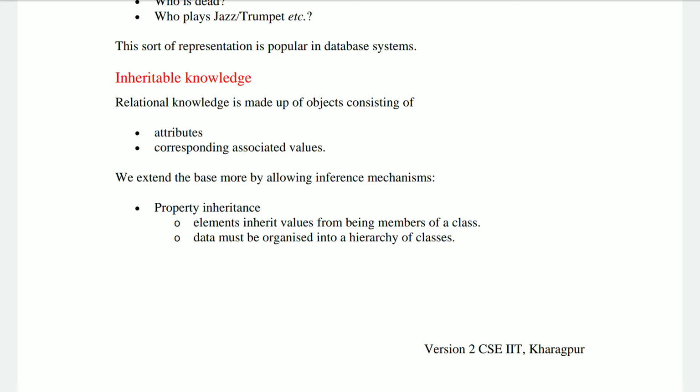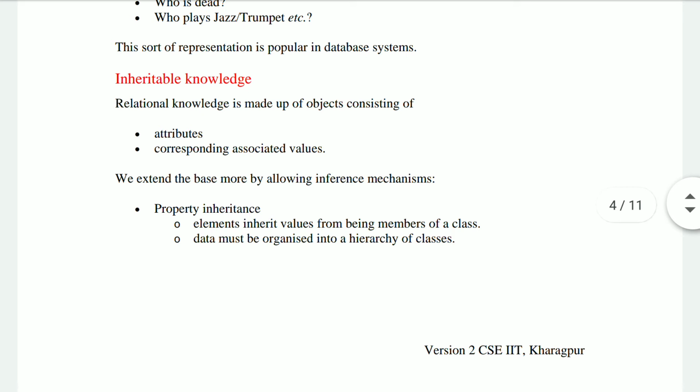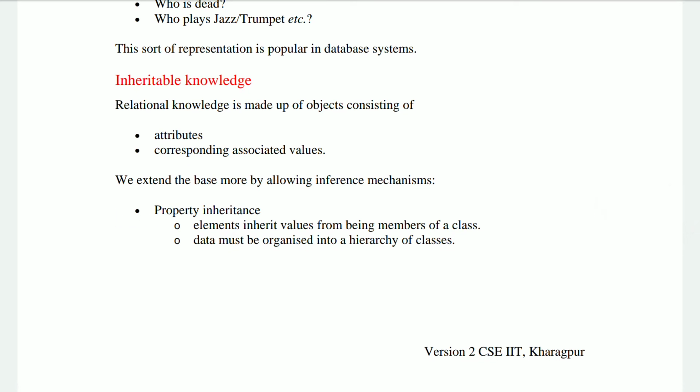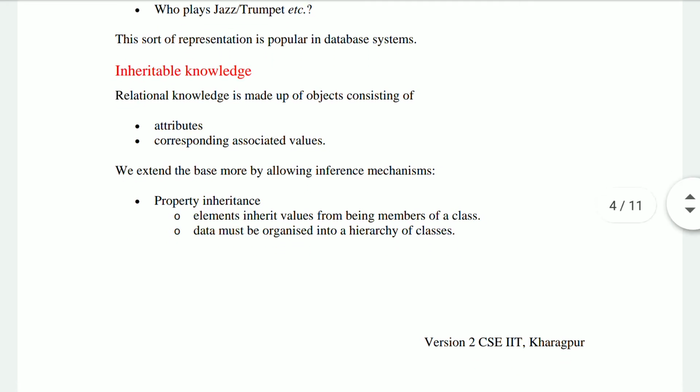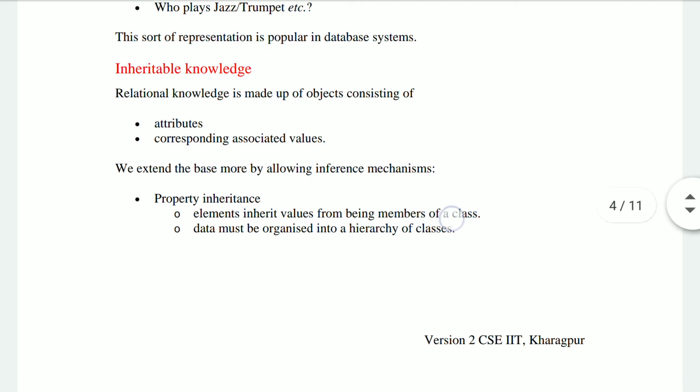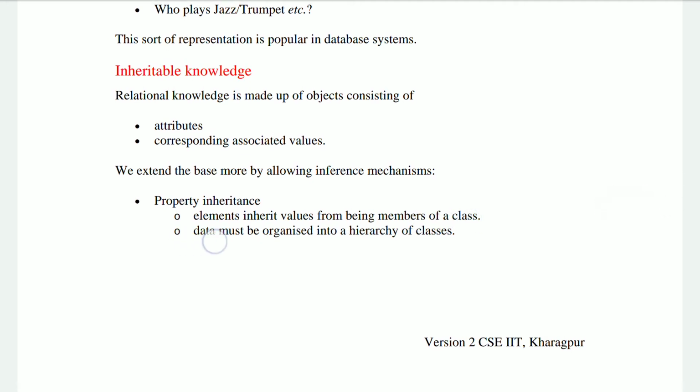Now, how can this be done? By knowing the property inheritance. How can property inheritance be performed? The elements can have property inheritance on the basis of inheriting the values from being a member of a particular class, or when they are organized into a hierarchy of classes. So property inheritance is about elements that inherit values from being members of a class, or the data must be organized into a hierarchy of classes.